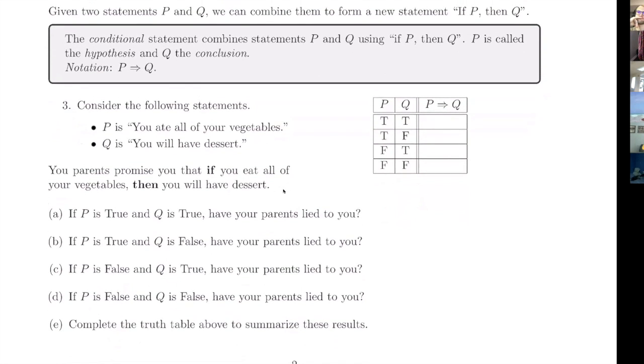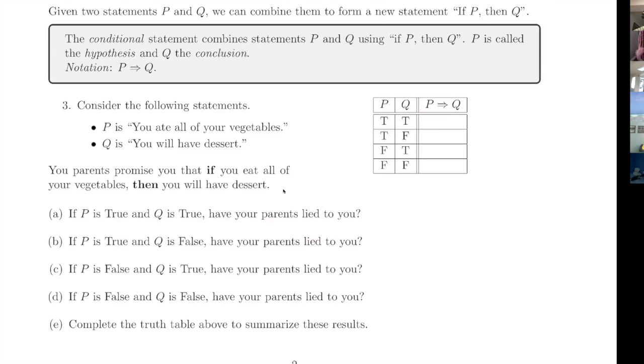A conditional statement is an if and a then. If P is called the hypothesis, and Q is called the conclusion. I think it would be really handy for you, since we're going to be learning another language and picking up some new symbols, to have a nice dictionary of symbols organized someplace for yourself.